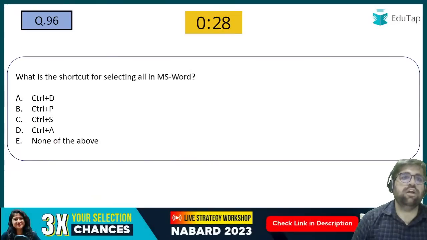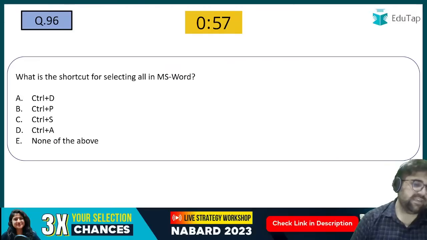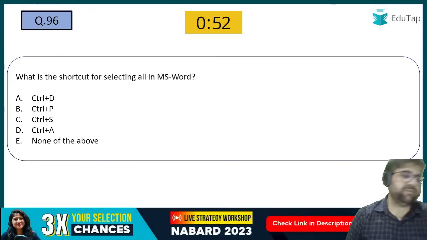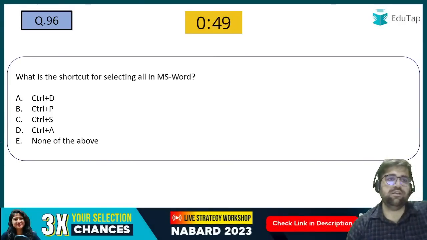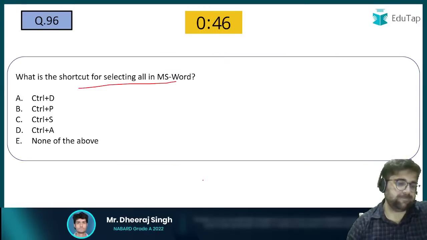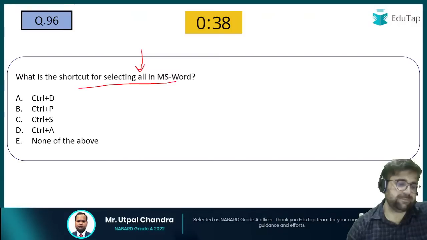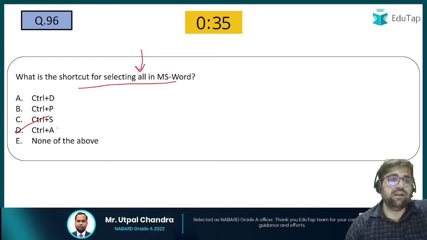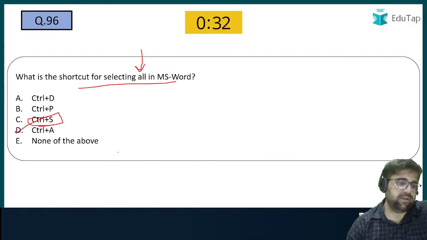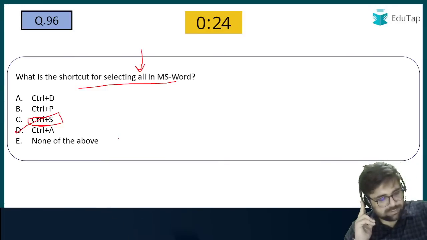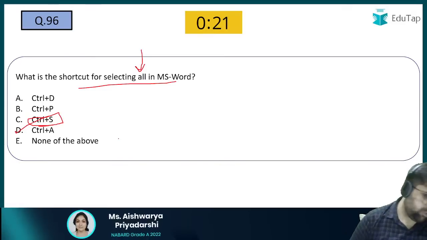Then coming to question number 96. What is the shortcut for selecting all in MS Word? Selecting all, this is very easy. Control plus A. Yes. Control plus S is used for what? Control plus S, tell me.